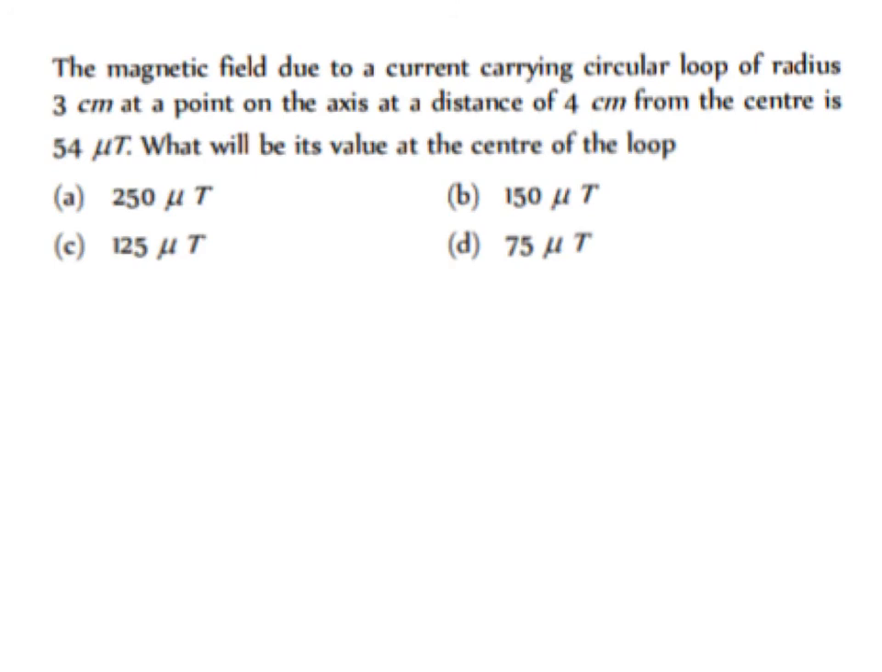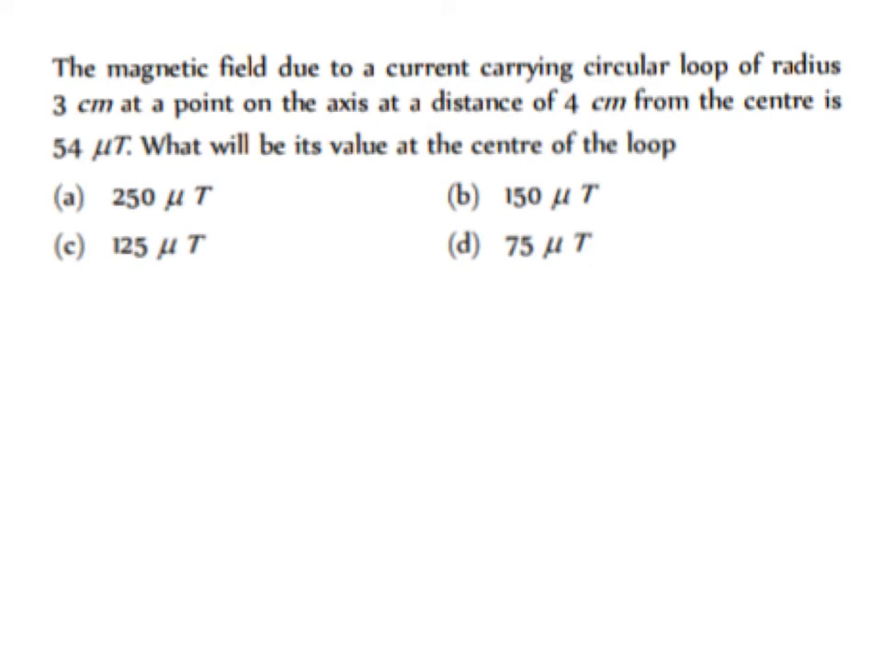The magnetic field due to a current carrying circular loop of radius 3 cm, at a point on the axis at a distance 4 cm from the center, is 54 microtesla. Correct. What will be its value at the center of the loop? Please go to the synopsis of what I have given here.